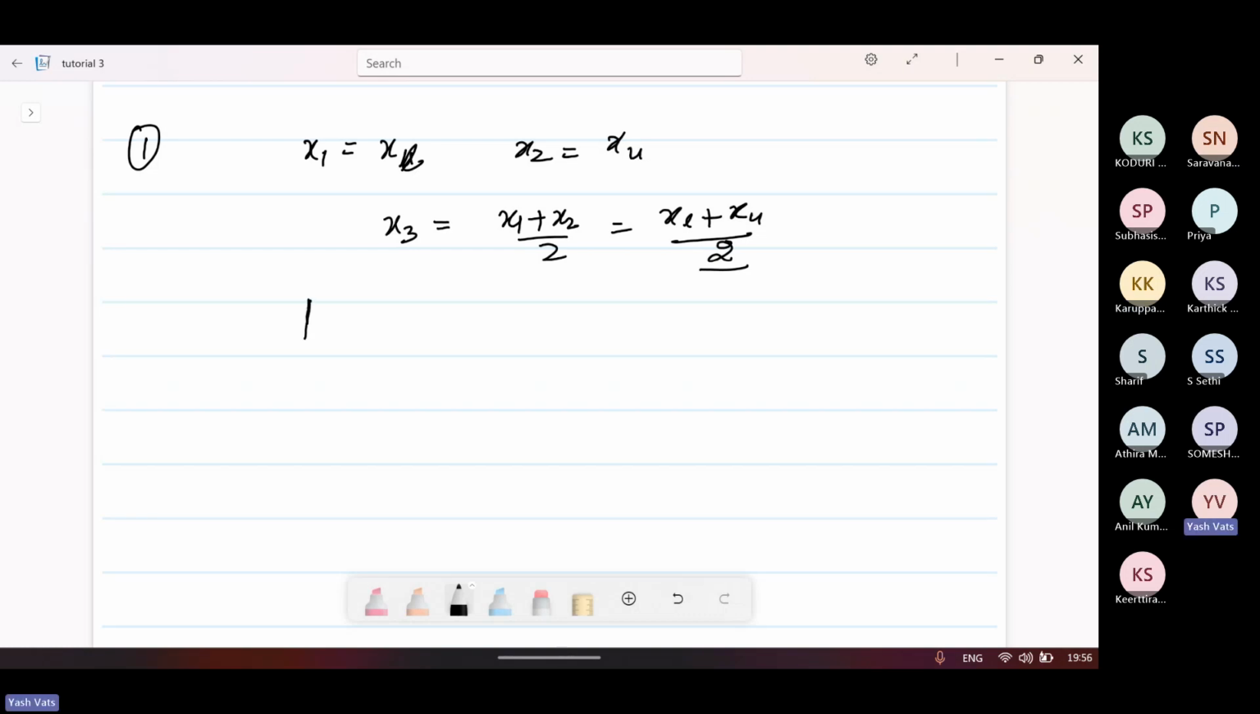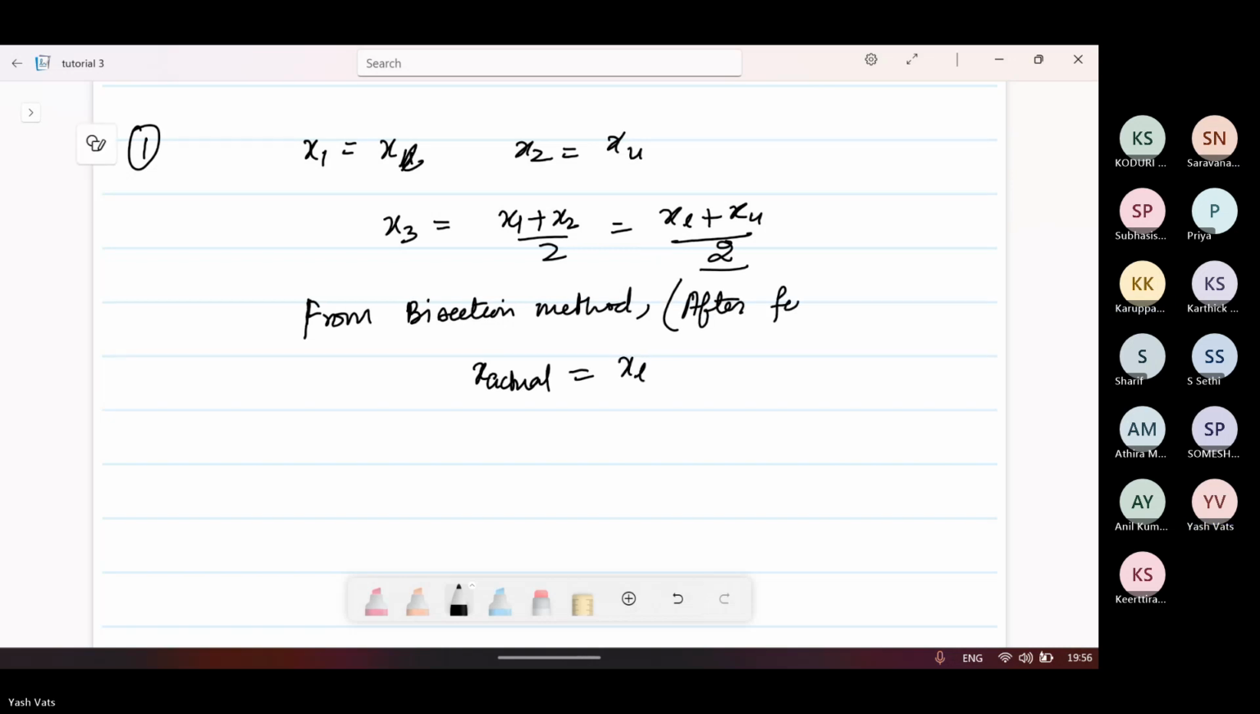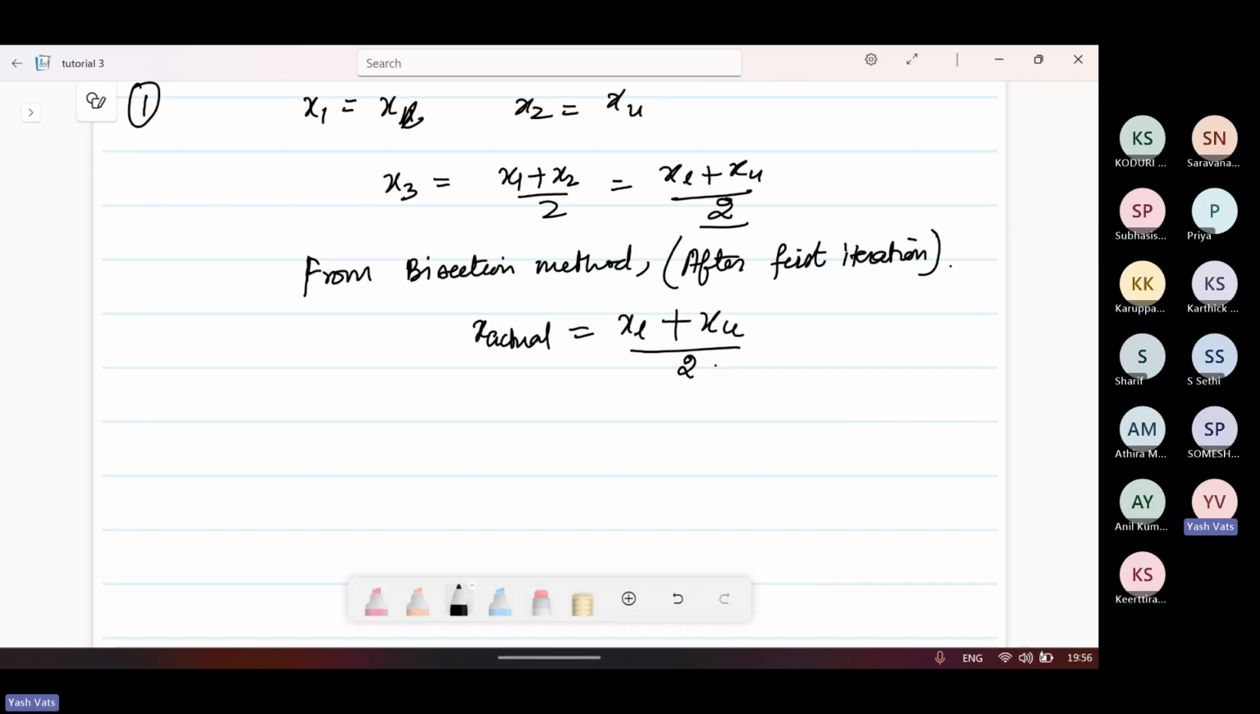So from the bisection method, in this case, we say the actual value is basically the value coming from the bisection method after the first iteration, and approximate values are xl and xu that we had as the initial guess. So we say x actual is just after the first iteration, (xl + xu)/2.